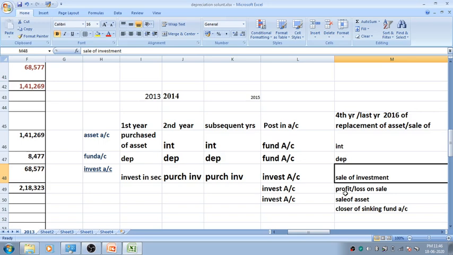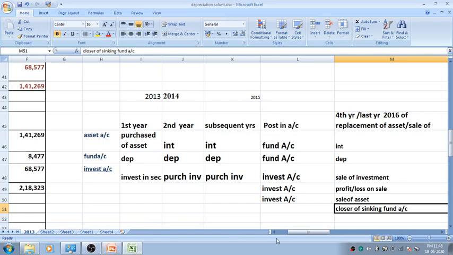So sale entry. Once there is a sale, we have to check whether there is a profit or loss on sale, an entry for profit or loss, then sale of the asset at scrap value if any, and then close the sinking fund account. Okay. Interest as usual is recorded and posted in the fund account, depreciation in the fund account, sale in the investment account, profit or loss also in the investment account, sale of asset in the asset account, and closure in the sinking fund.